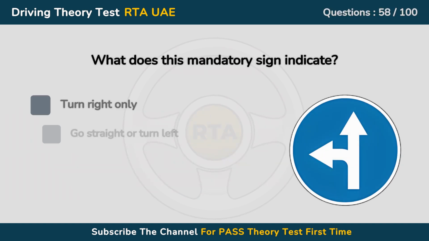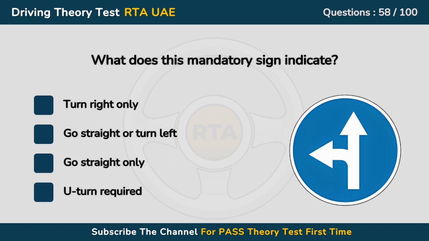Question 58. What does this mandatory sign indicate? A. Turn right only. B. Go straight or turn left. C. Go straight only. D. U-turn required.